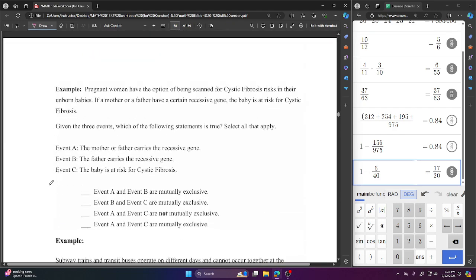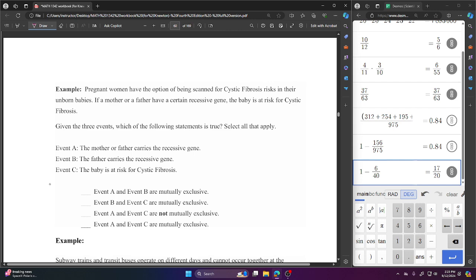I guess this is more of the same kind of stuff here. Pregnant women have the option of being scanned for this. If a mother or a father has this gene, then they got that. Three different events are all these things here. So mother or father carries the gene, father carries the gene, baby at risk. Okay, so they're wanting to know what's mutually exclusive or not. We're just selecting whatever's true.